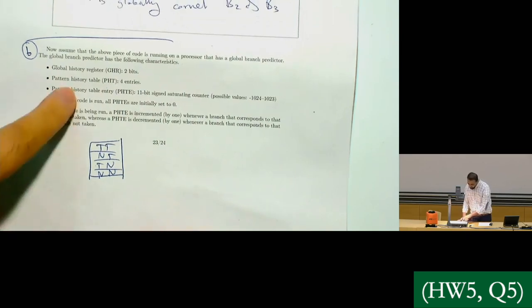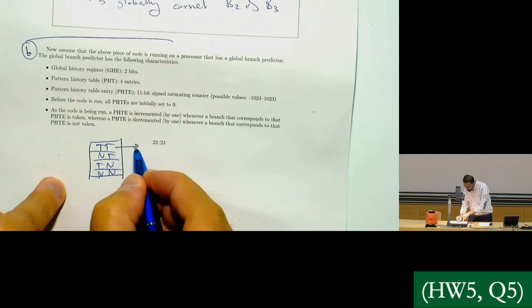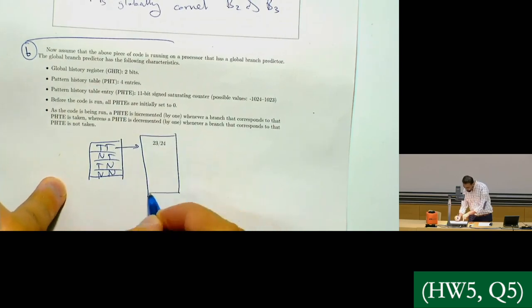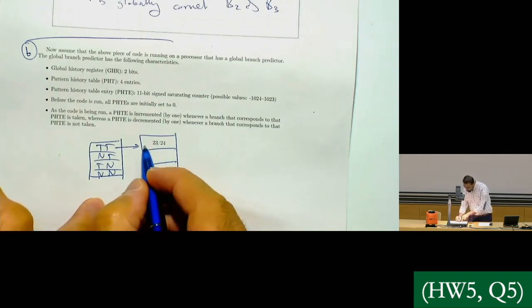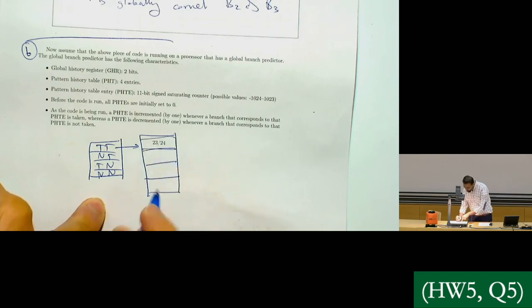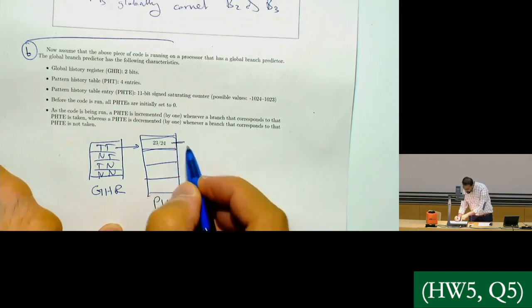And in the pattern history table, I'm storing 4 entries as well. For each one of those, it could direct me to this pattern history table, where I'm storing something in each entry. So I'm having 4 entries in this, which is the global history register, and this is the pattern history table, and this is the entry.